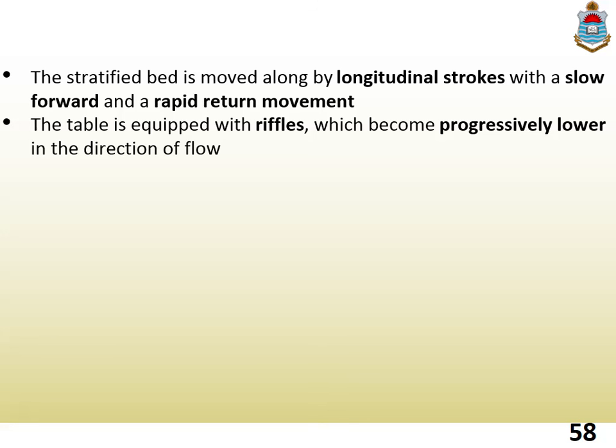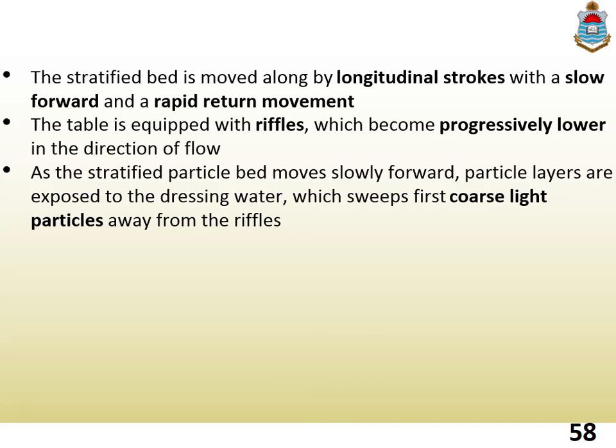So the table is equipped with riffles. So there are some troughs, some high points and low points like riffles, which become progressively lower in the direction of flow. So they are also not uniform across the table. There are high riffles at the start of the table, and they become smooth as we move to the end of the table. So that's why it's easier for the particles to move towards the end of the table.